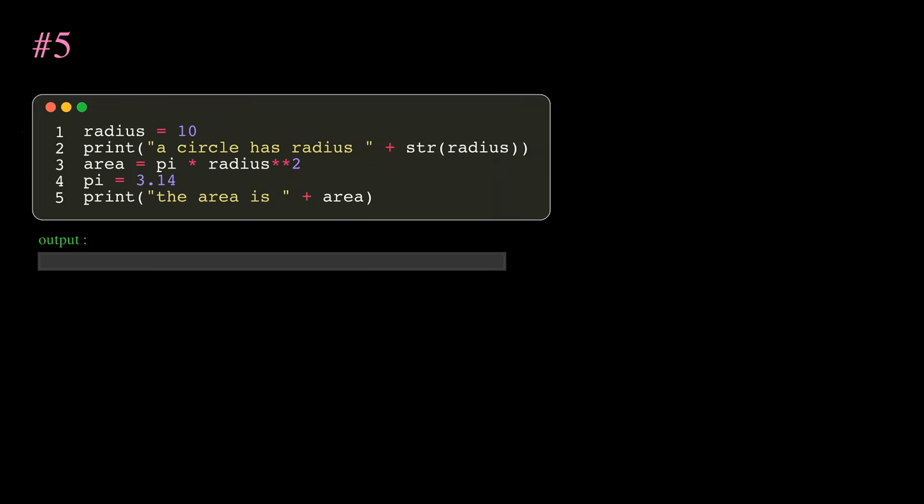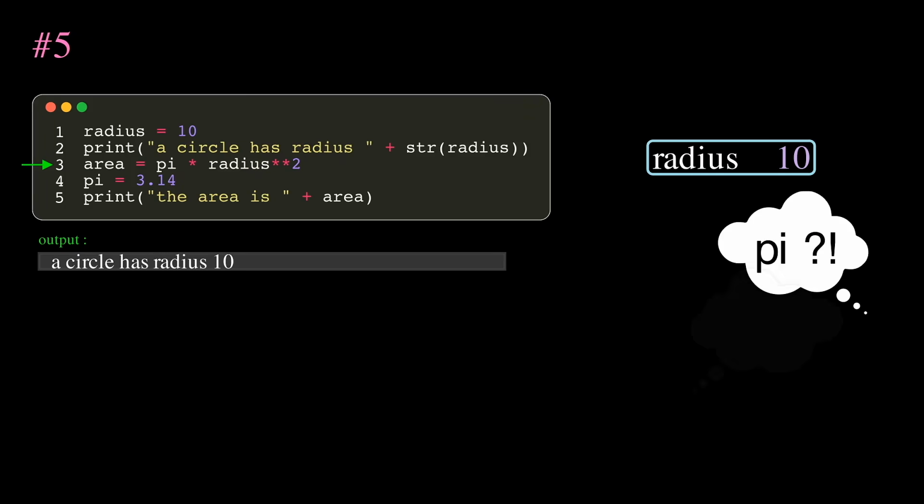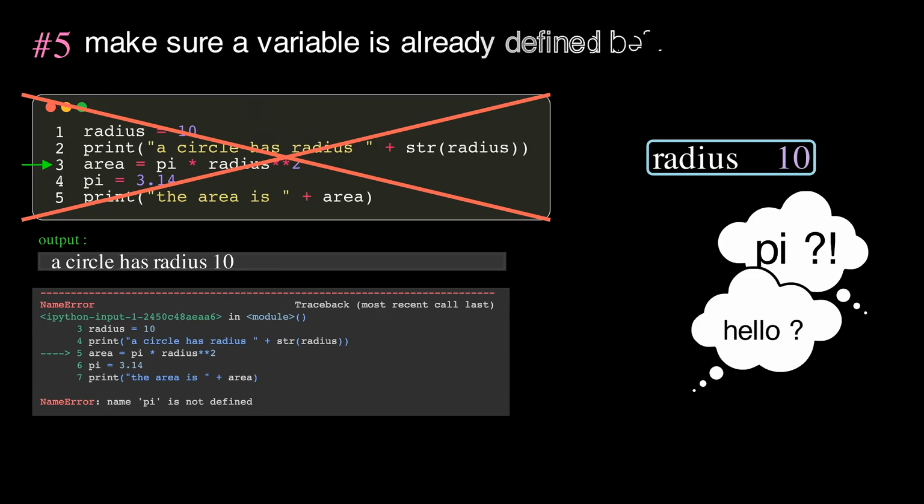Number 5. So what is the problem with this code here? Line number 1 and 2 executes normally. In line number 3, we set area equals to pi times radius square. What is the value of variable pi? Oh, it's 3.14. It said that on the next line. But remember, Python program executes from top to bottom, line by line. So at precisely the timing of line 3's execution, our computer has no idea the value of pi. So there's actually going to be an error. The lesson here: always define a variable before using it.